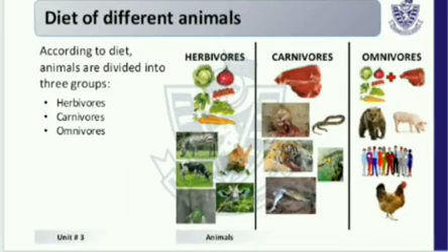Diet of different animals. According to diet, animals are divided into 3 groups: herbivores, carnivores, omnivores. Animals that eat plants are called herbivores. Animals that eat meat are called carnivores. Animals that eat both plants and meat are called omnivores.